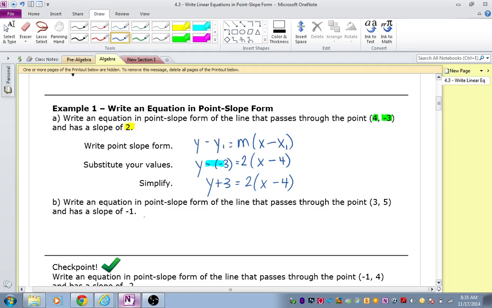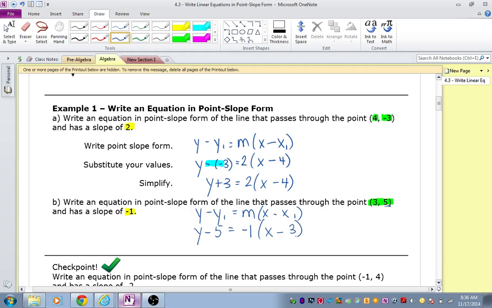Let's try B. Write an equation in point-slope form of the line that passes through the point (3, 5) and has a slope of negative 1. Step 1, write your point-slope form. y minus y1 equals m times x minus x1. Fill in your information. We have a slope of negative 1. We have our coordinates of (3, 5). So we're going to say y minus, and our y is 5. And then negative 1 times x minus, and our x was 3. And it looks like we're done.